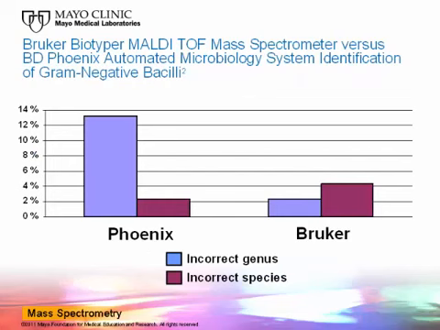Incorrect genus identification was provided for 58, 13%, and 10, 2% isolates using the BD Phoenix and Bruker mass spectrometry systems, respectively. Correct genus but incorrect species identification was provided for 10, 2%, and 19, 4% of the isolates for the BD Phoenix and Bruker mass spectrometry systems, respectively.